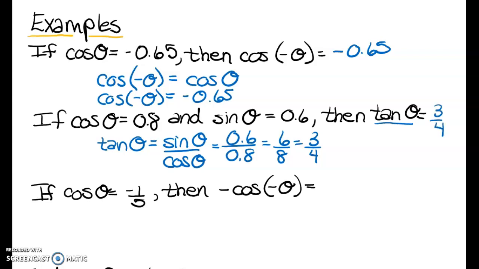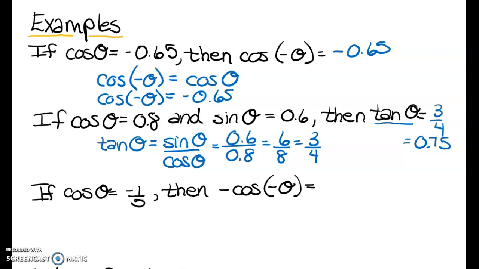And if you want to convert that into decimal, you can. It would be an exact decimal. It equals 0.75. And then the last one for this section, it says, if cosine equals negative 1/5, then what is the negative cosine of negative theta?